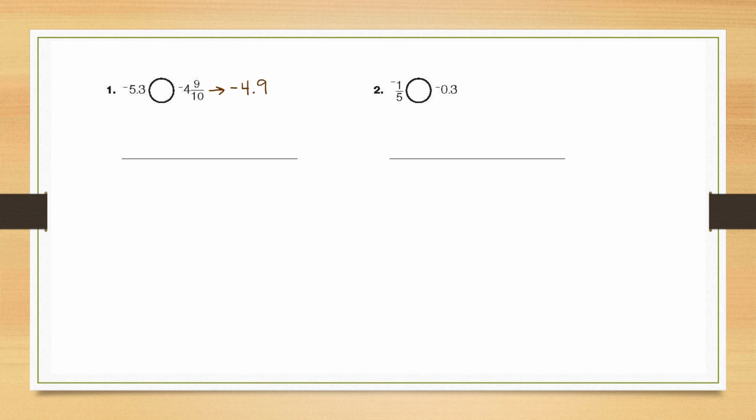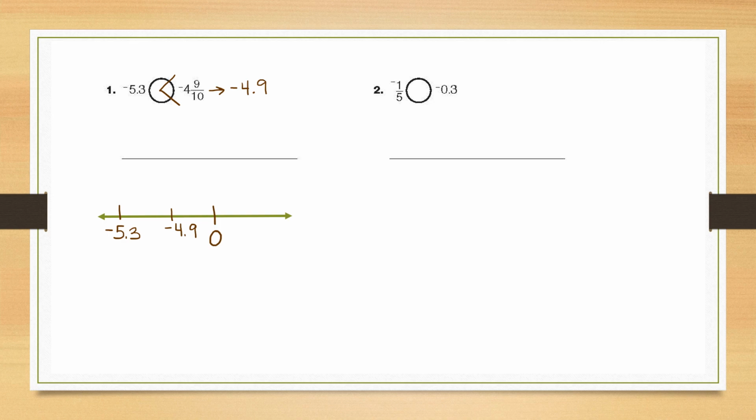-4.9. If we graph them on a number line, -5.3 would fall here, and -4.9 would fall here. This means that -4.9 is greater because it is on the right.